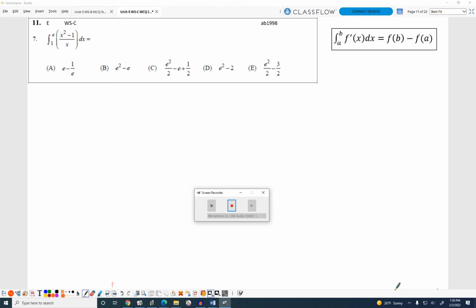X squared minus 1. So let's write that down. If we're doing U substitution, we've got to pay attention to factors. So Nick, what are the factors? X squared minus 1 and 1 over x. Good. Differentiate your choice. 2x. Is that derivative the other factor?